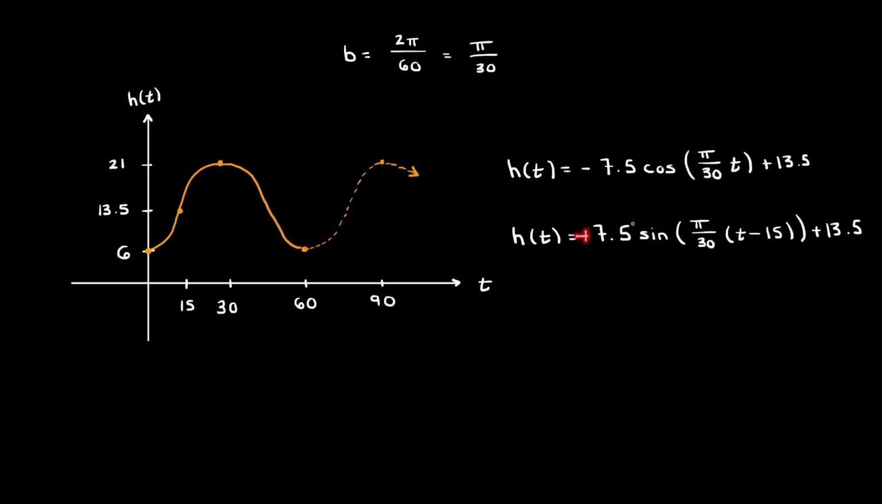And then it's going to have the same amplitude, the same B value. We'll talk about the phase shift in just a moment. It's also going to have the same D value. Okay, let's talk about this phase shift now. Sine is supposed to start at time t equals 0. But this sine function that we're looking at here is actually a shifted version. It's been shifted 15 units to the right. And so that's why we have the t minus 15.